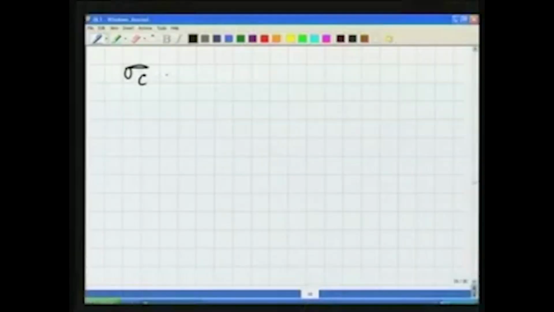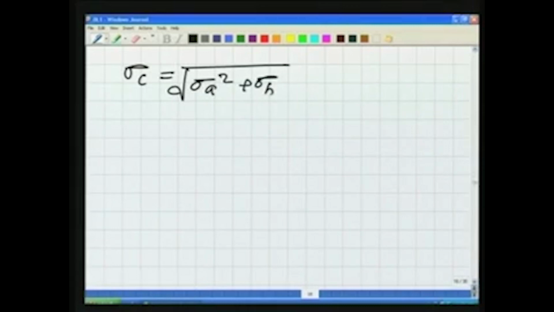Well, so by that we can write, we will write in the next slide, sigma C is under root of sigma A square plus sigma B square. Okay, the answer is there. Of course, we must write this plus minus.